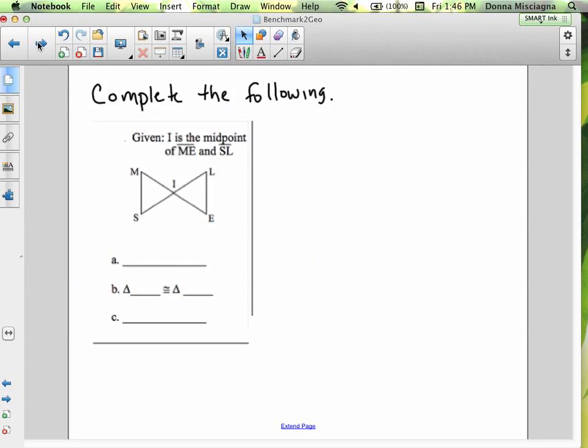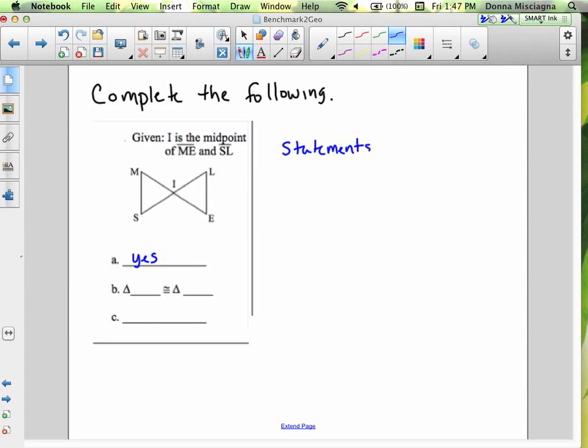Complete the following. We're given that I is the midpoint of ME and SL. I'm actually going to do this one as a proof and write it out here. We're determining if these triangles are congruent or not, and I will tell you the answer is yes. Let's take a look at the whole proof here. So here are our statements and reasons.